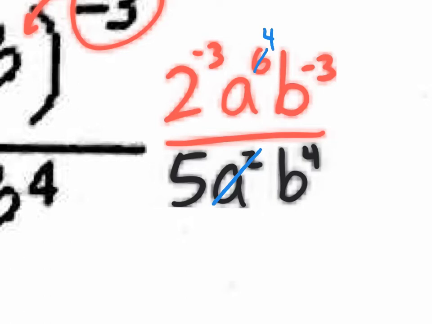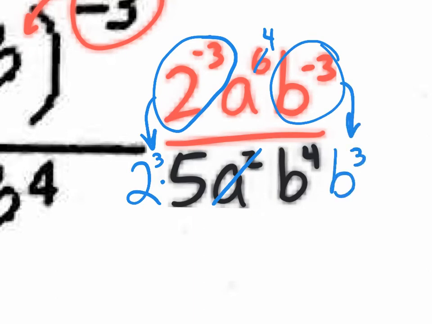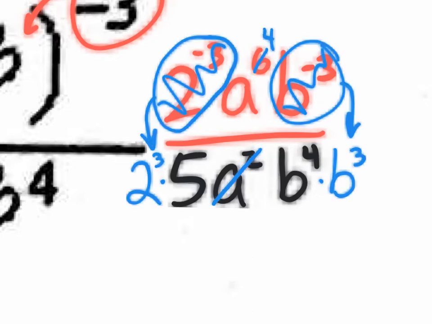And the b's can't cancel yet, but I do need to move all negative exponents to the other side and make them positive. So that's including this 2 to the -3. I need to move it down, and it'll become 2 to the +3, with a multiplication between. And this b to the -3 is going to move down, and it's going to become b to the +3 down here, with a multiplication sign between. Now, since we already moved them, you probably want to scratch them out so you don't get confused. They already became positive.